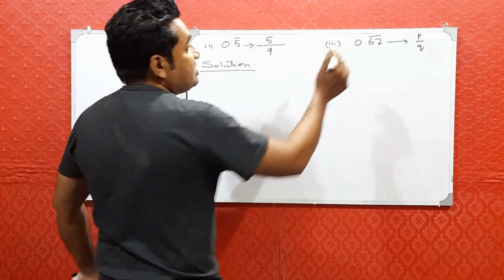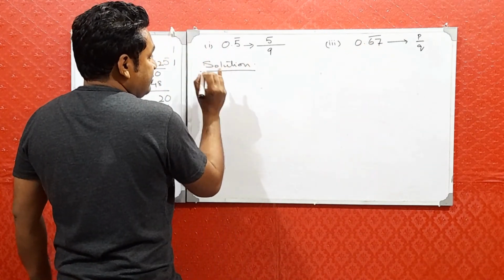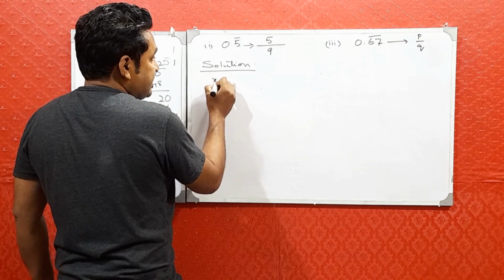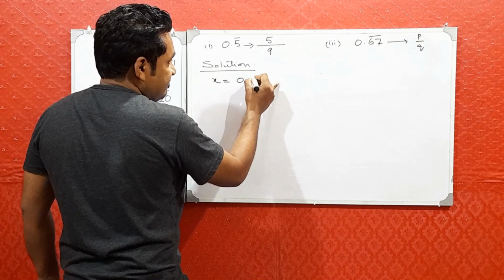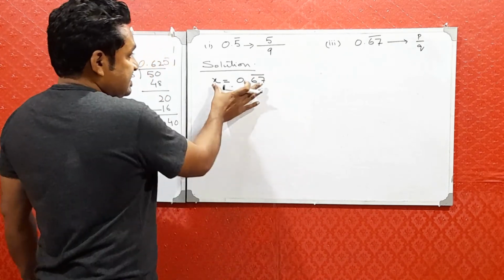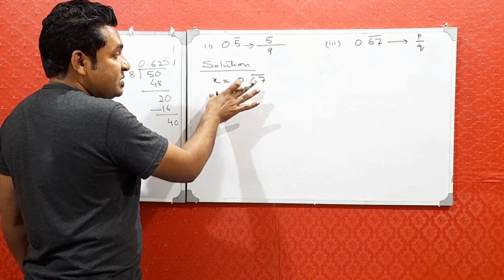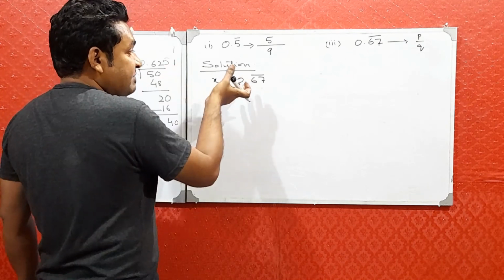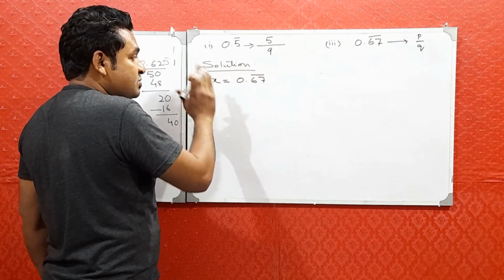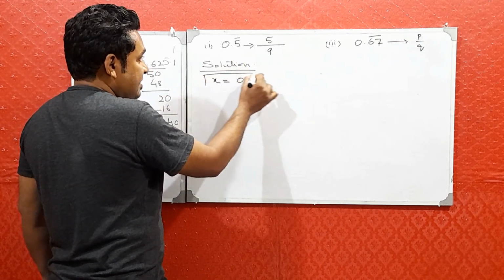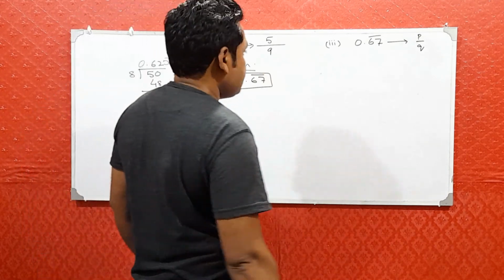The second part is, here the bar is on a block of 6 7. What do we do first? We first let it equal to x. So x is equal to 0.67 with bar on it. This is a very important thing that you have to remember, what you have actually let. So you have let 0.67 bar equal to x, because you have to use this in the solution which is coming.